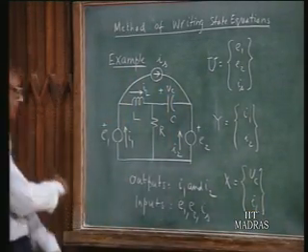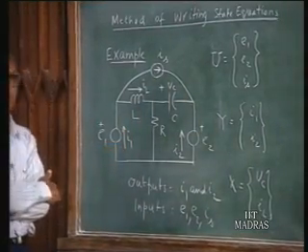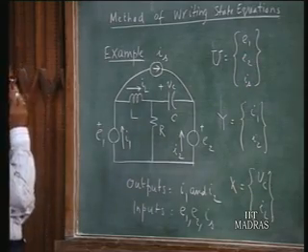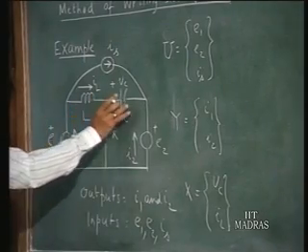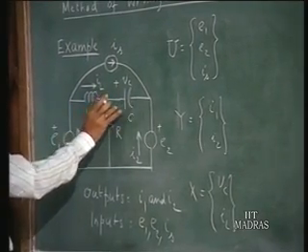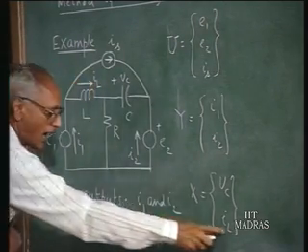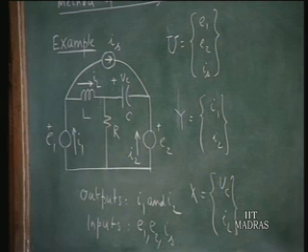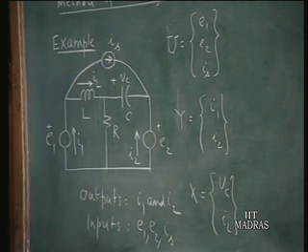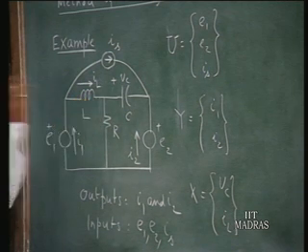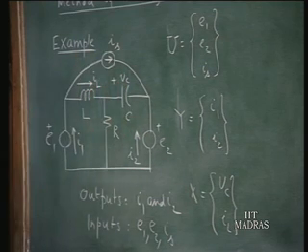Now we would like to express x dot in terms of x and u, because after all you have to write x dot equals Ax plus Bu. And what is x dot? X dot is Vc dot and IL dot. So the current in the capacitor is C Vc dot. So we have to express the current in the capacitor in terms of the state variables and the input quantities. Similarly, IL dot, the derivative of the current in the inductor, is related to the voltage across the inductor. VL is L dIL by dt. Therefore, we have to express the voltage across the inductor and the current through the capacitor in terms of IL, VC, E1, E2 and Is.